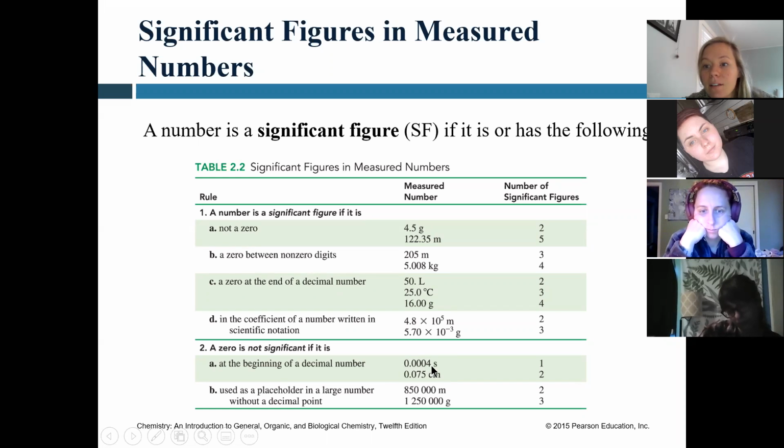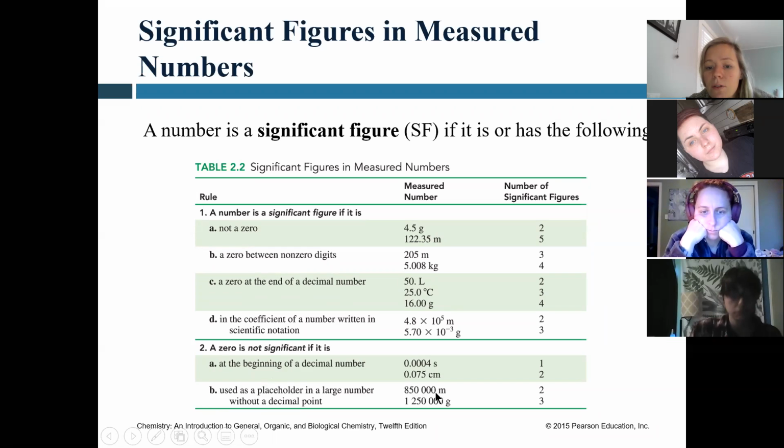We add significance or precision on the tail end, the right side, not up in the front on the left. Zeros that are also insignificant, or don't tell us about precision, are zeros at the end of a number without a decimal. So this one here, it's 850,000 meters.